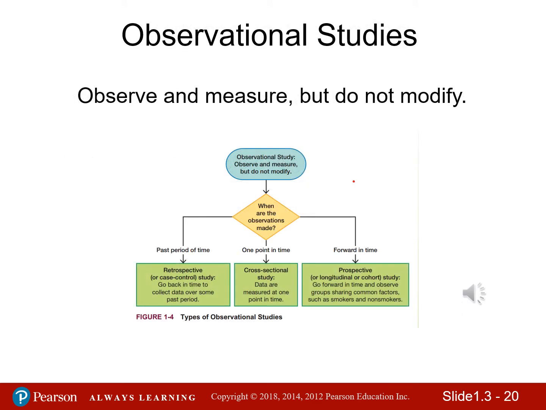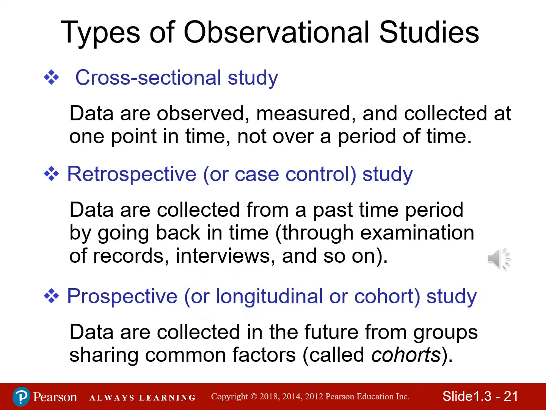Now let's look at different types of observational studies and different ways of designing experiments. Let's start with observational studies. Recall that with observational studies, we observe and measure, but we do not modify. There are three types of observational studies. The first is a cross-sectional study.